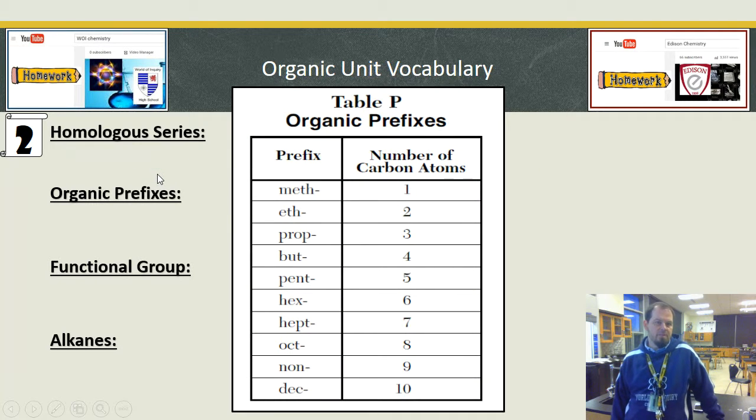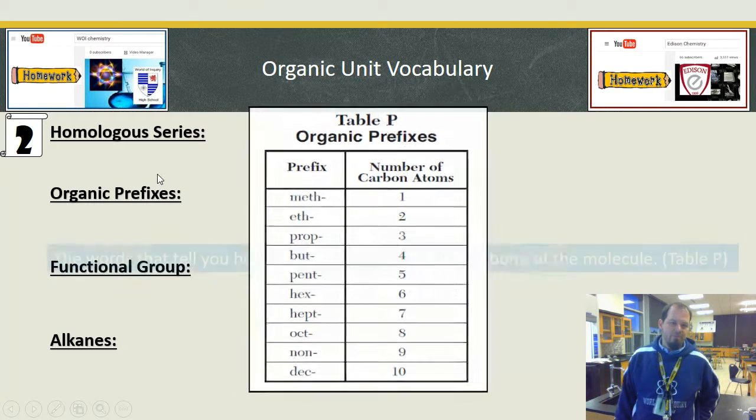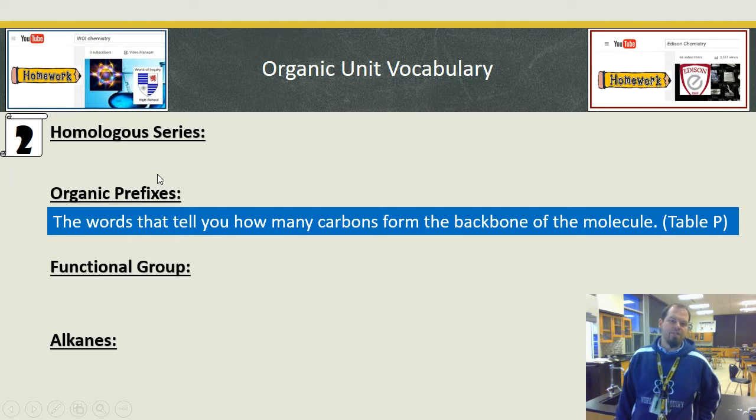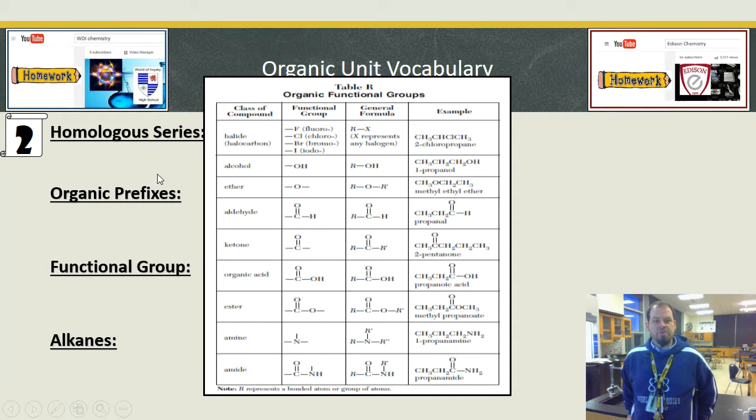Organic prefixes, table P. As a matter of fact, we're going to go through the 3 reference tables that define this whole unit. We need these 3 things. So organic prefixes. These are the words that tell us how many carbons form the backbone of the molecule. Table P.